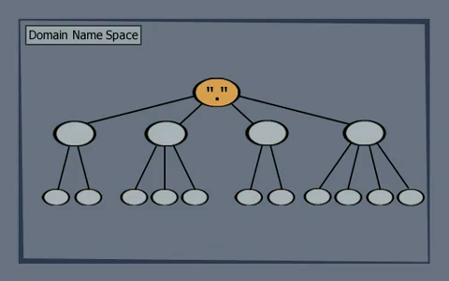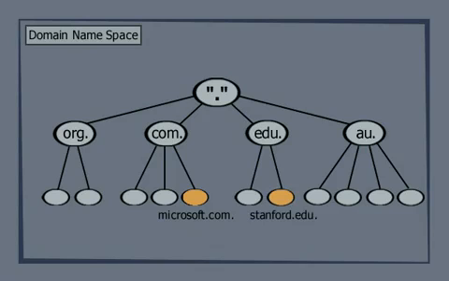The root domain is at the top, and it is represented by a period. Below the root domain, the top-level or first-level domains can be an organizational type, such as COM or EDU, or a geographic location, such as AU for Australia. Second-level domains are registered to individuals or organizations, such as Microsoft.com, the Microsoft Corporation domain, or Stanford.edu, the Stanford University domain, or gov.au, the domain for the Australian government.